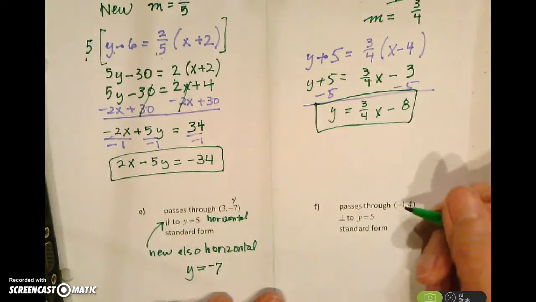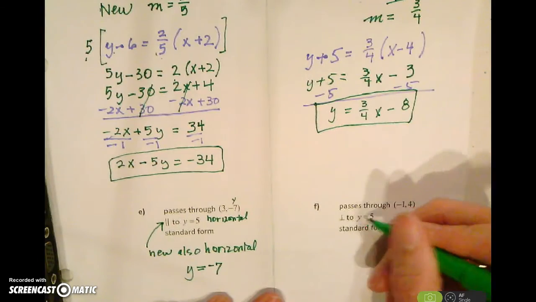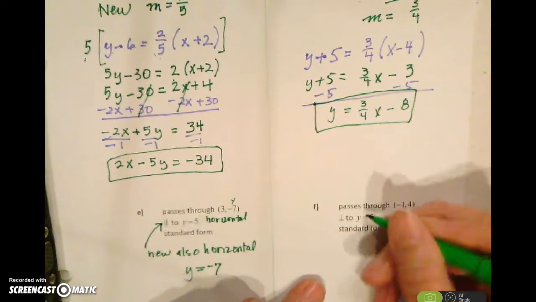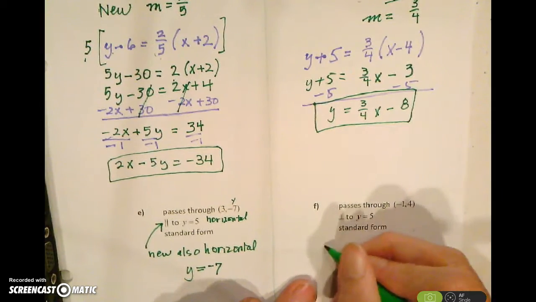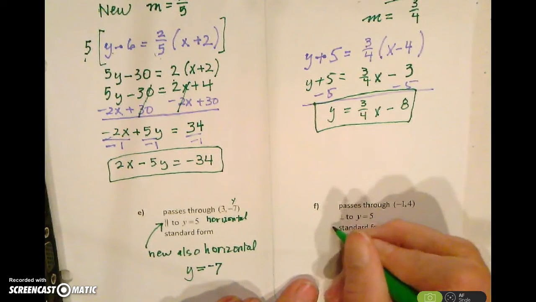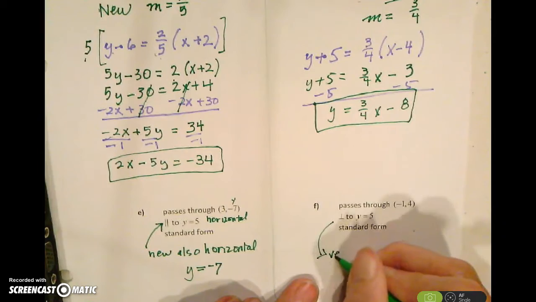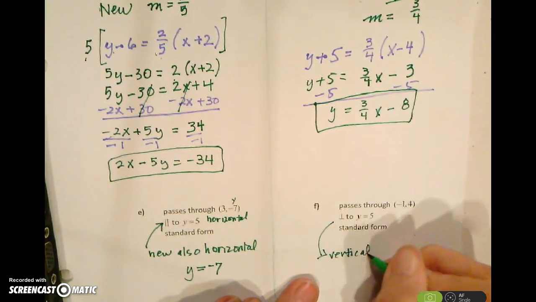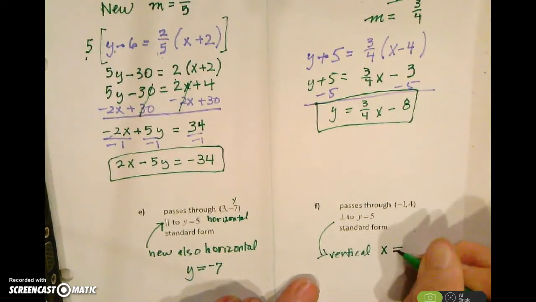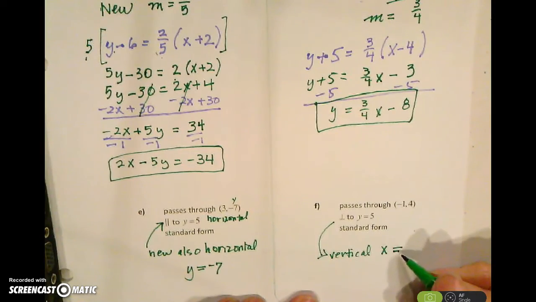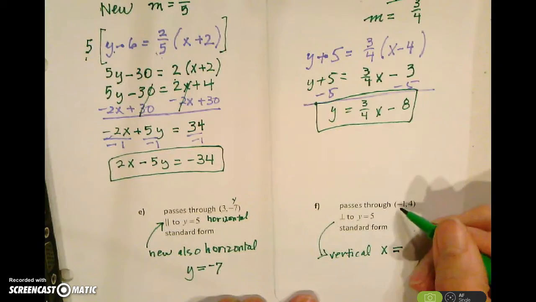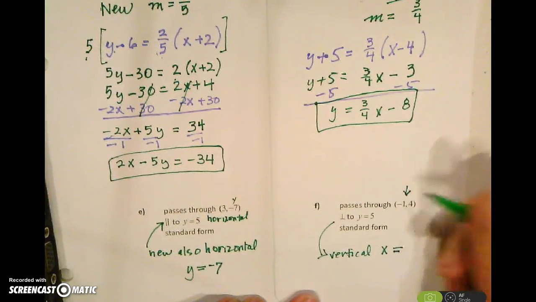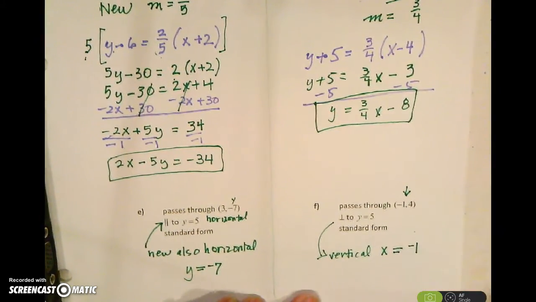F says it passes through (-1, 4), and it's perpendicular to y is 5. So if y equals 5 is a horizontal line, then a perpendicular is going to be vertical. And a vertical line is going to be an x equals something line. So x is equal to what? Go back to your point. I've got an x and a y, so I want to choose the x, which is negative 1.